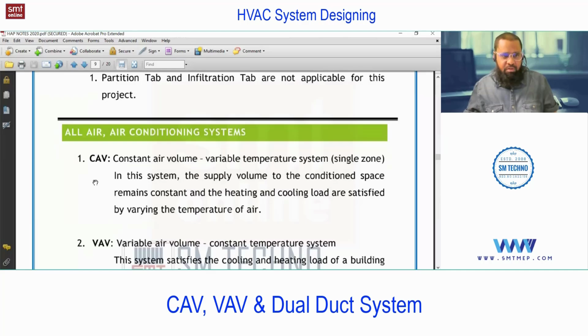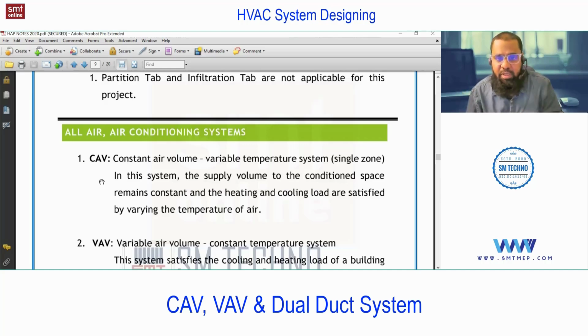And CAV is not new. You're already aware of that. So in short, we used to call it CAV. It's a constant air volume variable temperature system. Once again, you see, constant air volume variable temperature system. It means the default system, what you already know. I think you already covered DX, or ductable split, in chapter 5. If you talk about this ductable split, which I covered in chapter 5, to the AHU we are going to connect the duct, and the duct will supply the air to one space or to multiple spaces.